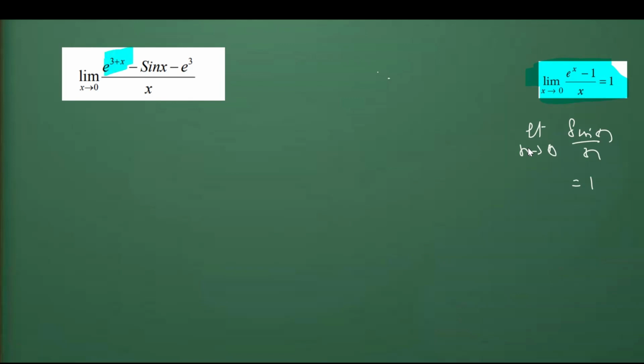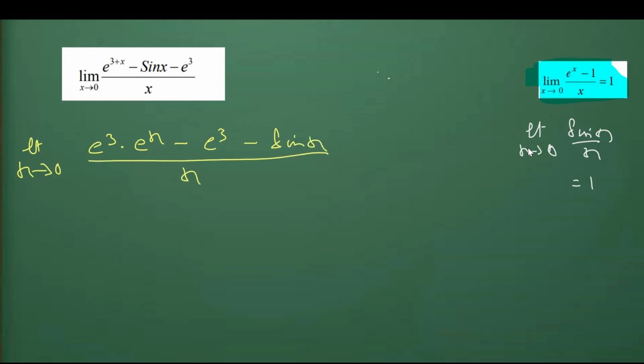The first thing that we will do is to break this function. Let's say we have first limit x tending to 0. Can I write e raised to the power 3 plus x as e raised to the power 3 into e raised to the power x, right? Applying laws of exponent in the reverse order. And then we have minus sine x. We can write e raised to the power 3 first and then minus sine x, that whole divided by x.